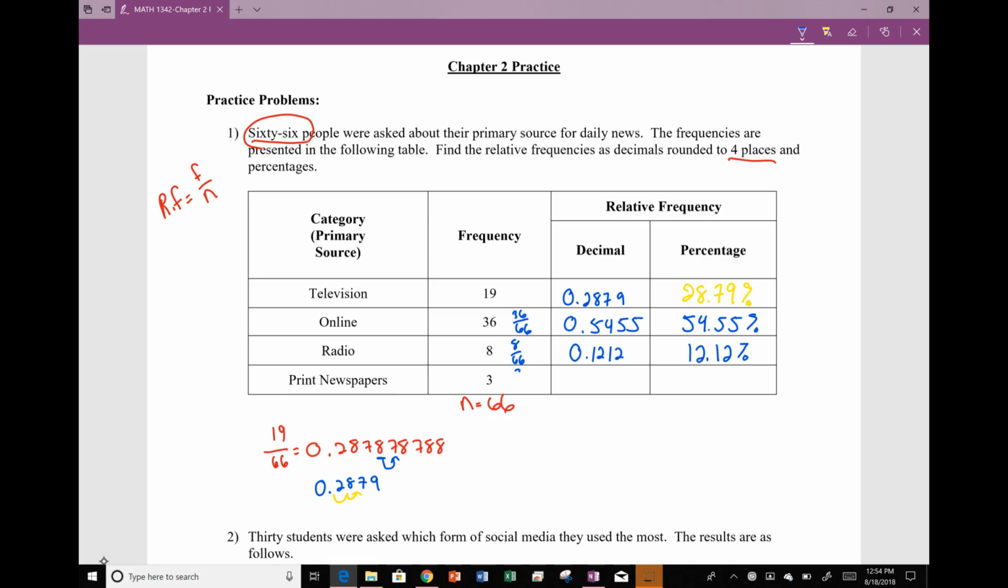So then those that actually do print newspapers is only 3. 3 out of 66 is 0.0455. Moving the decimal place 2 places to the right, it's going to be 4.55%. So we have been able to find the relative frequencies for this information.